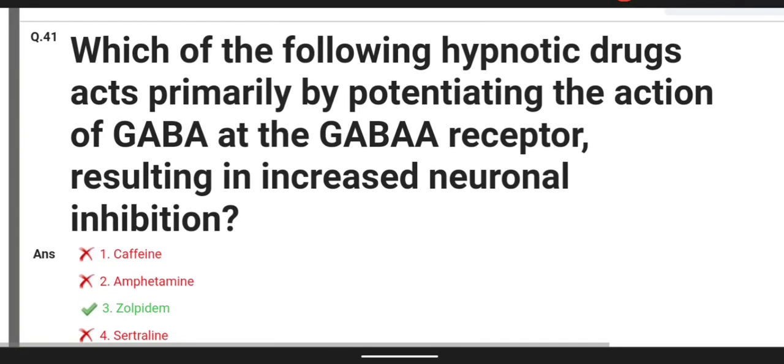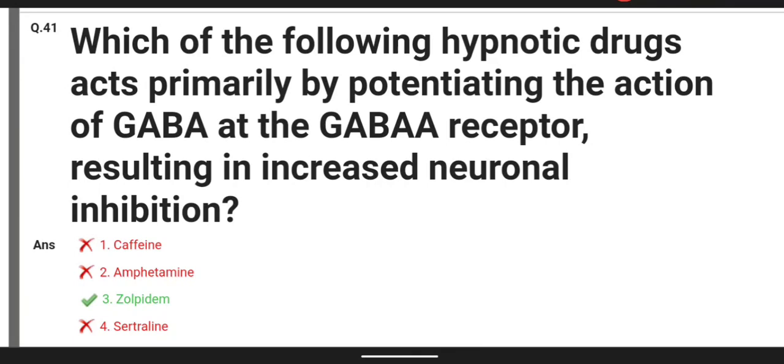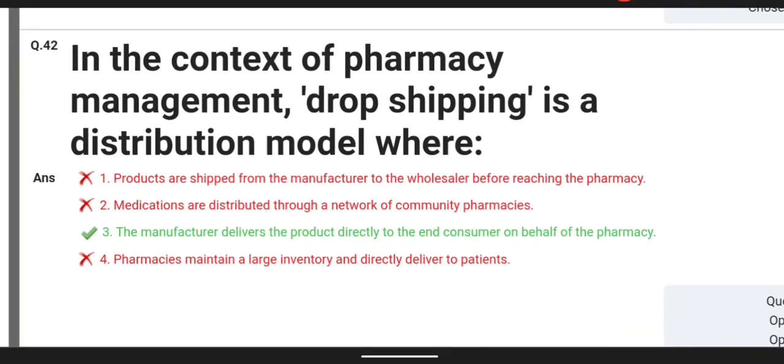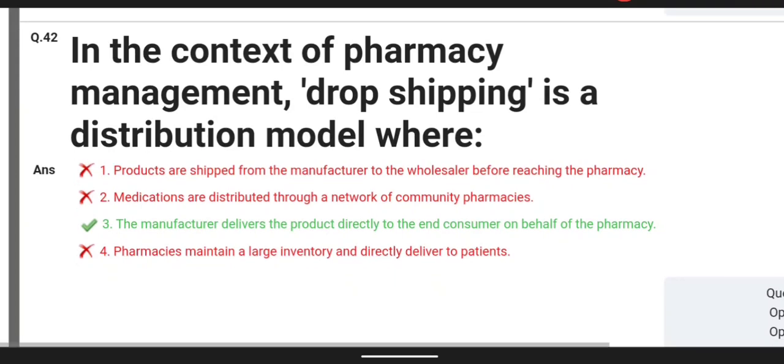Next, which of the following hypnotic drugs acts primarily by potentiating the action of GABA at the GABA receptor, resulting in increased neural inhibition? Answer: zolpidem. Next, in the context of pharmacy management, drop shipping is a distribution model where. Answer: the manufacturer delivers the product directly to the consumer on behalf of the pharmacy.